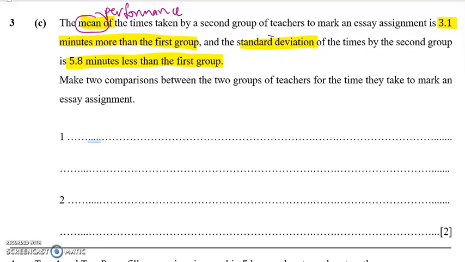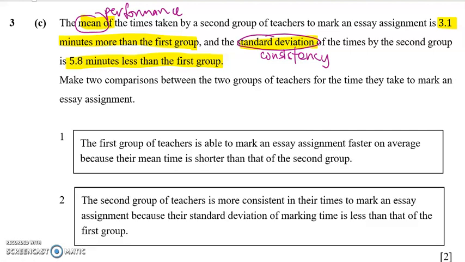The second comparison that we can make is the consistency. The group which has a smaller standard deviation would be more consistent in terms of their performance, when I compare within the group of teachers. So we can write down these two comparisons. The answers can be something like this. So this is it for question 3.